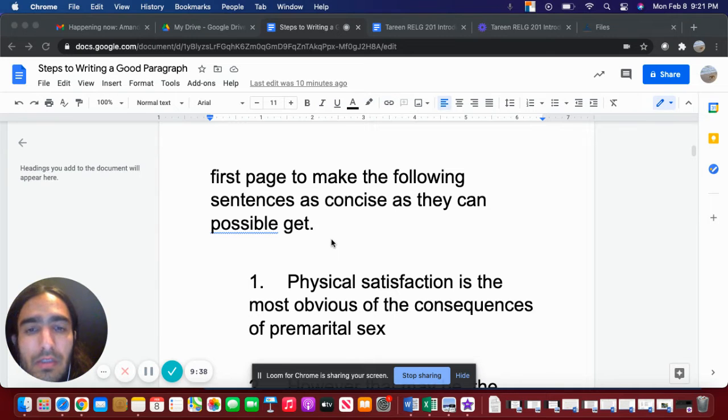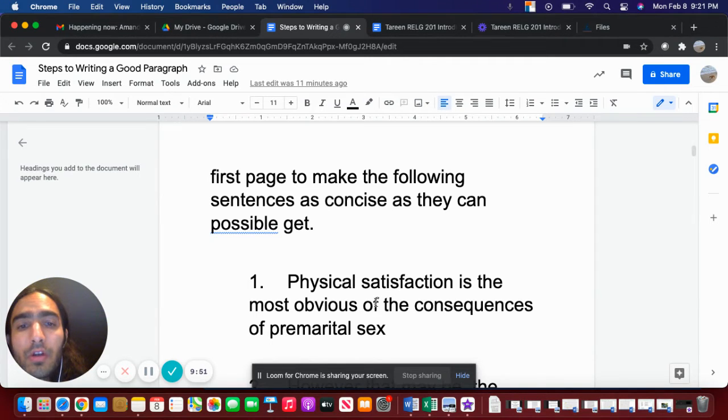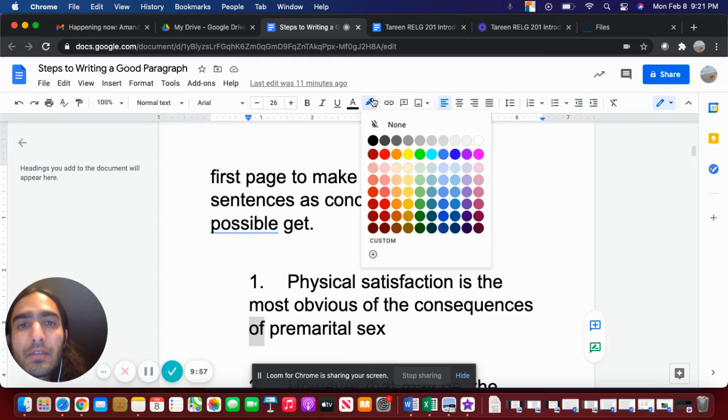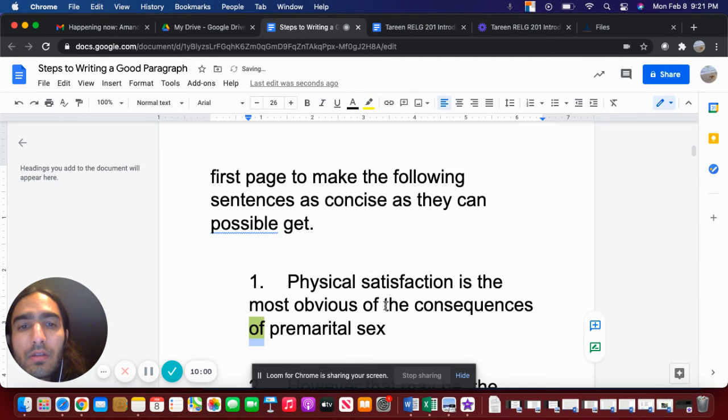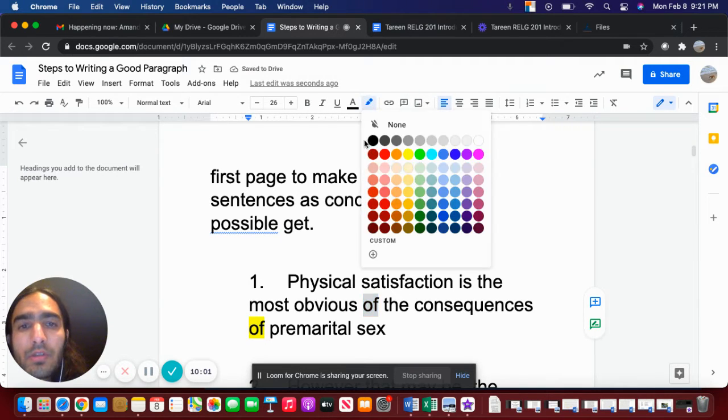So the sentence goes: "Physical satisfaction is the most obvious of the consequences of premarital sex." So first, as I said, you circle the prepositions. Those prepositions would be "of." The word "of" appears twice, so you want the "of" to be highlighted, and let's just do that here. Those are my prepositions. Okay.